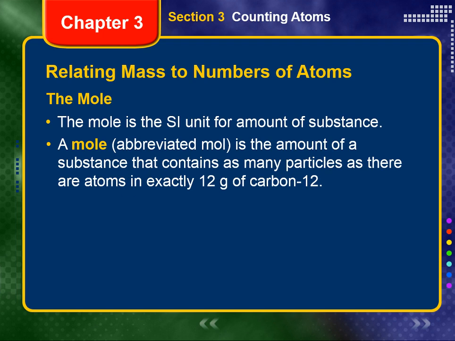Relating mass to numbers of atoms. The relative atomic mass scale makes it possible to know how many atoms of an element are present in a sample of an element with a measurable mass. 3 very important concepts, the mole, Avogadro's number, and molar mass, provide the basis for relating masses in grams to number of atoms. The mole. The mole is the SI unit for amount of a substance. A mole, abbreviated mol, is the amount of a substance that contains as many particles as there are atoms in exactly 12 grams of carbon-12.